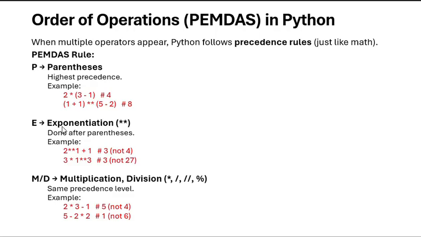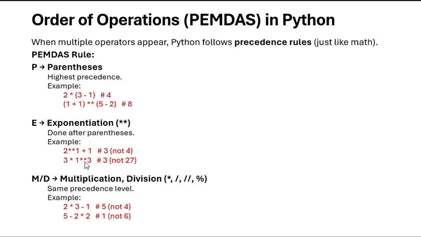The second one is exponent. I have told you, after parentheses you have to solve the exponent, like 2 exponent 1 plus 1. You have to solve the exponent first. Then you can solve the plus later. In this example, 2 power 1, it will be 2 plus 1. The result will be 3.